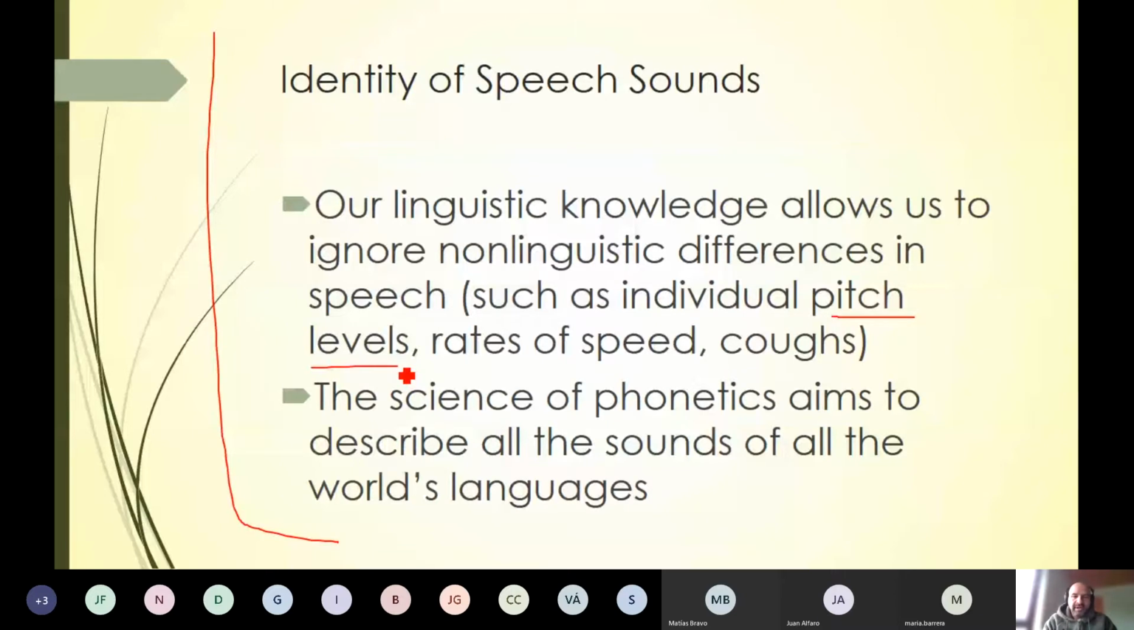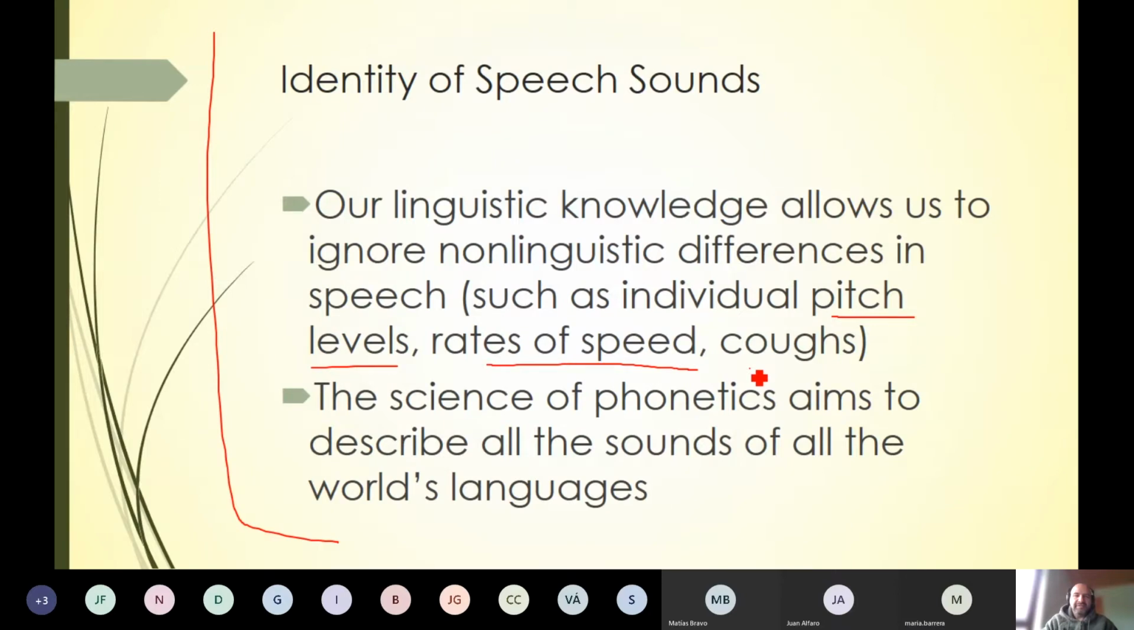different. We can understand someone who speaks very fast or someone who speaks very slow, like the character in Zootopia, right? The one in the DMV. We can understand someone who's coughing, right? Or someone who is even yawning. When we know a language, we can filter these factors, right? And we can understand the message when we know a language.